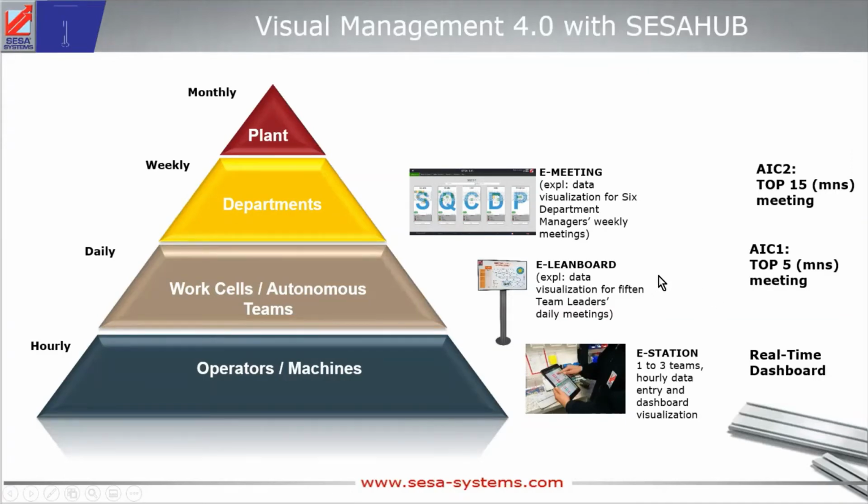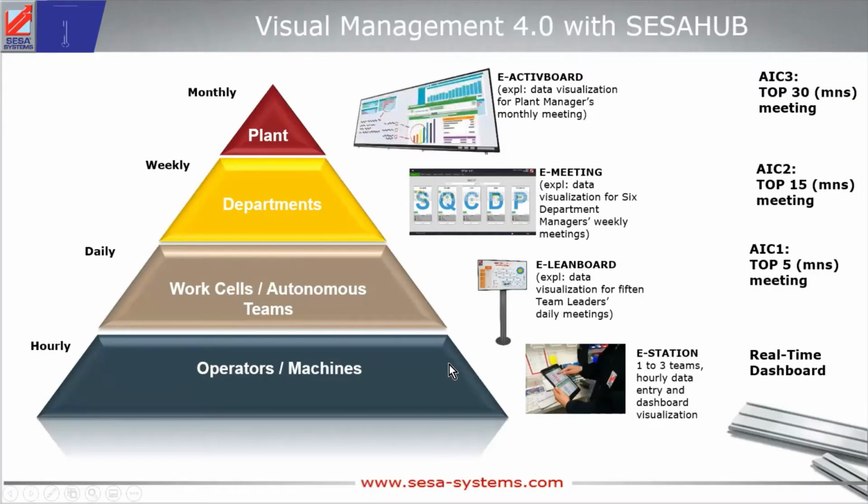So the same is true for the higher level here at the department level. All the data that is contributed by the operators and the work cells can be accumulated in a SQCDP board and fed by the levels below, so that when you hold your daily top 15 meeting, you already have all the data, and that shows the data contributed by each work cell and operator. And same is true for the monthly, or some companies will have the top 30 daily meeting as well.